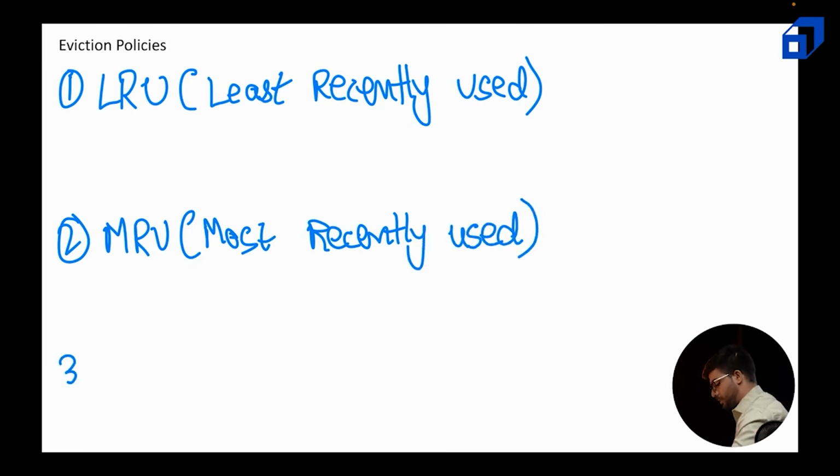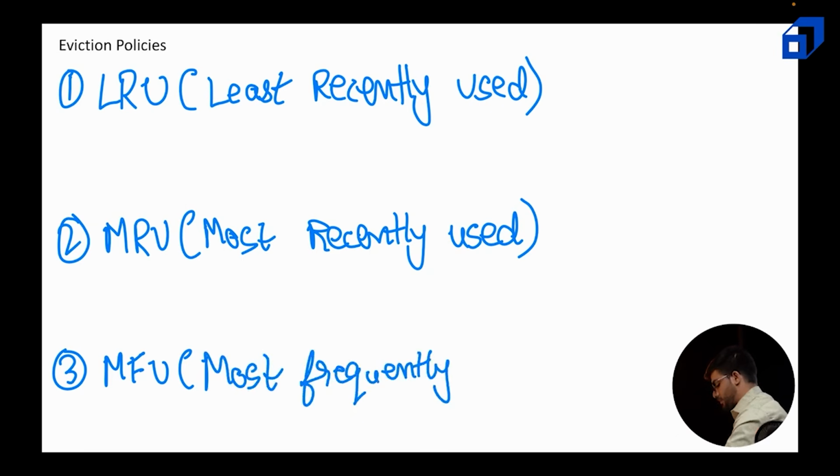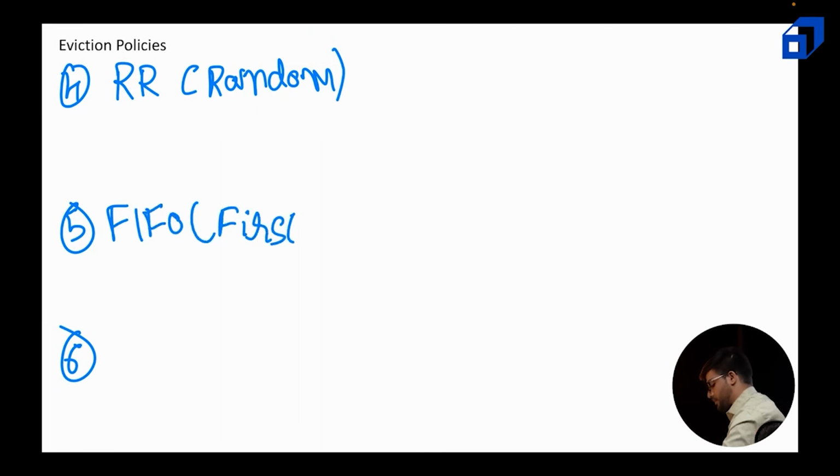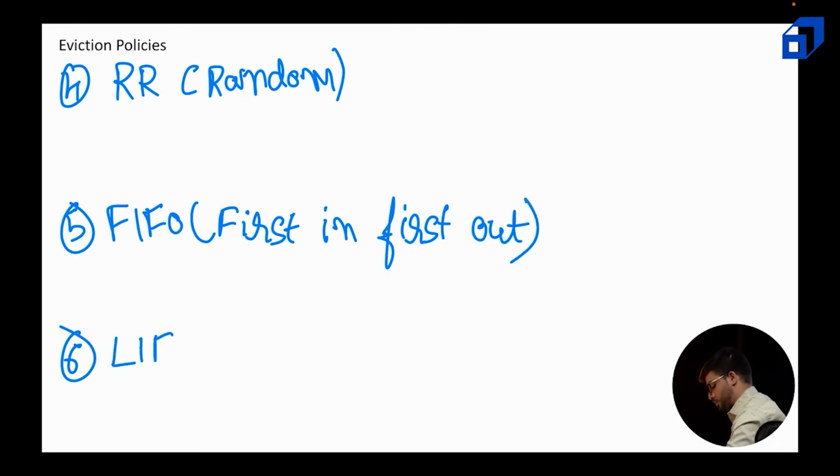The third one is most frequently used. I will explain the difference between all of them, so don't worry about it. Yes, there are a few more. There is random replacement, I'll just put random over here. And if you are aware of stacks, then you would know there is something known as FIFO, first in first out. And then there is LIFO, last in first out.